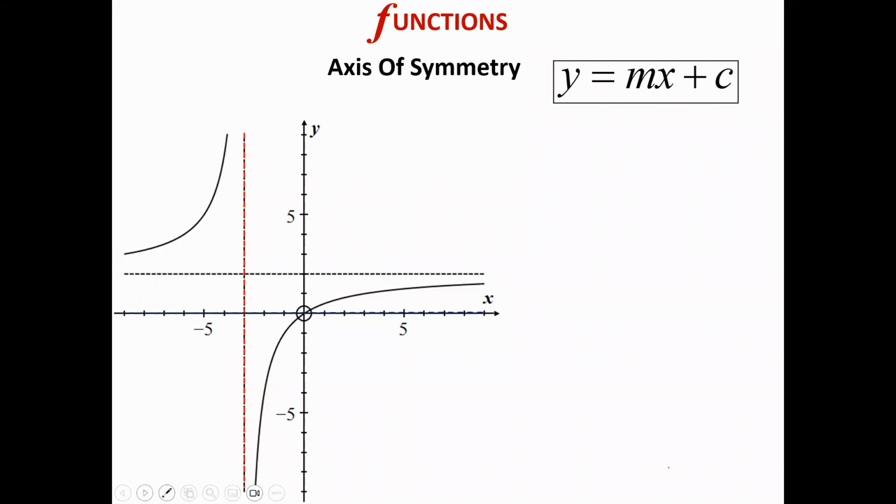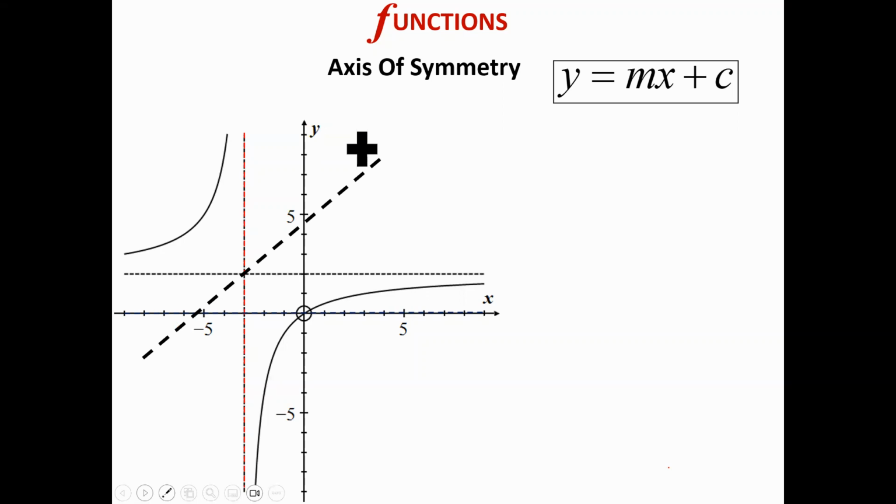Nobody? Somebody? So it separates the graph so that both sides are symmetrical. I like that. So it's a line that will cut our graph in half so that the graph is symmetrical. So the hyperbola has an axis of symmetry.